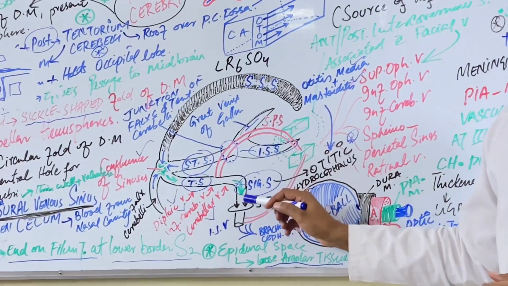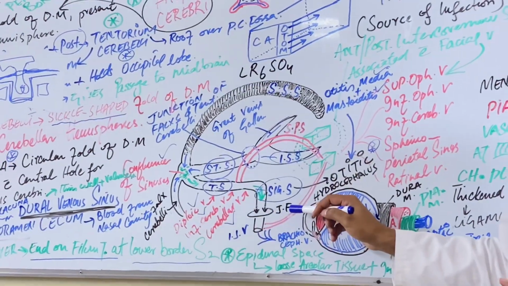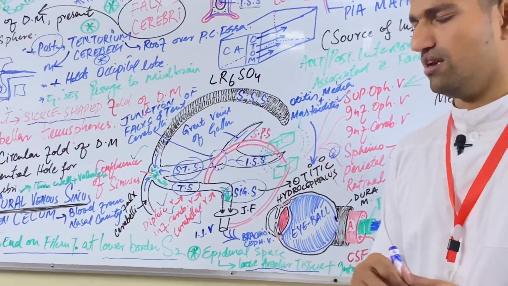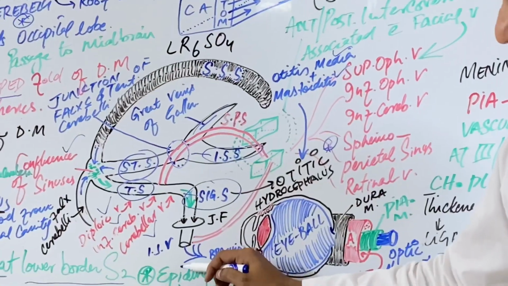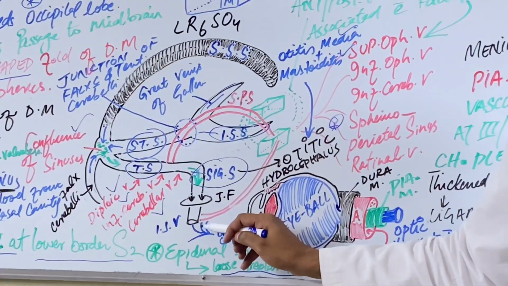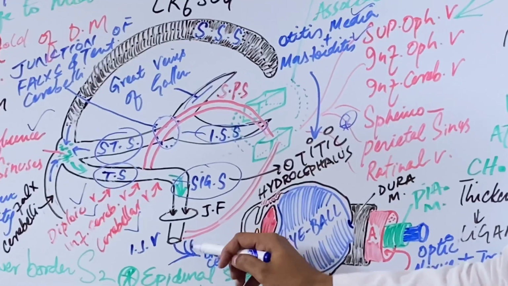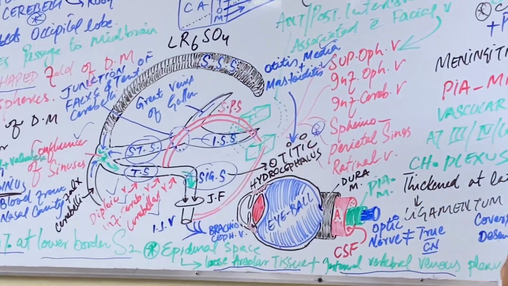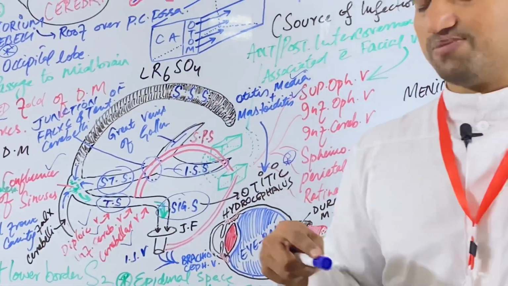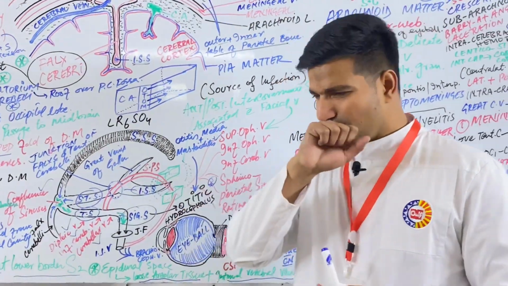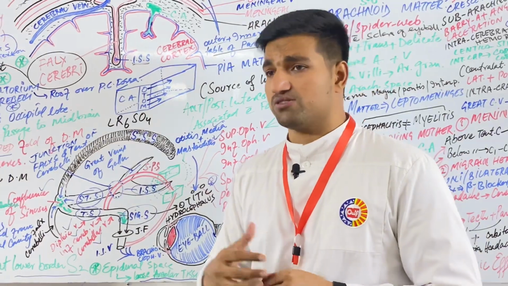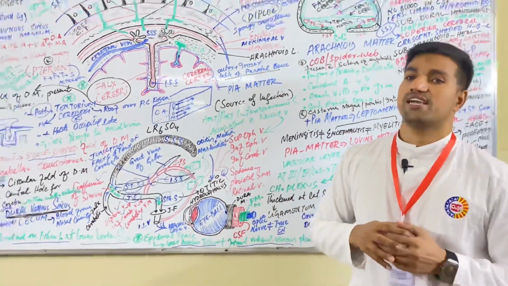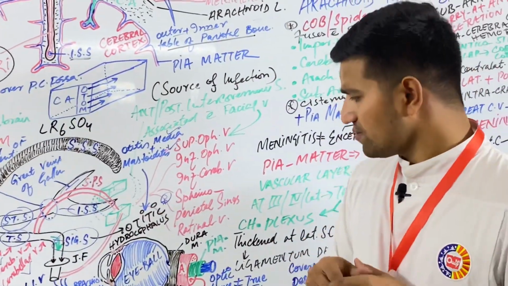Then when this sigmoid sinus crosses the jugular foramen, it becomes the internal jugular vein. The internal jugular vein combined with the subclavian vein, external jugular vein and vertebral vein becomes the brachiocephalic vein. The right brachiocephalic vein joins together with the left brachiocephalic vein and becomes the superior vena cava, and the superior vena cava also gets blood from the azygous vein at the level of T4.